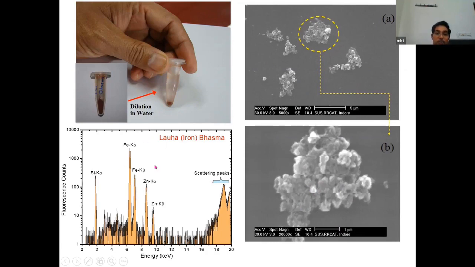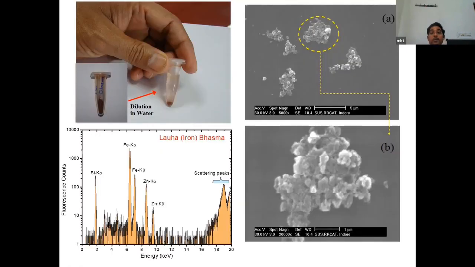And this is the fluorescence spectrum. You see, the fluorescence clearly shows the iron. It also shows zinc, because the medicine procedure is slightly different. They use a conventional procedure, so they allow different ingredients also. The zinc is coming from some ingredient they used, because I do not know what ingredients they have, right?